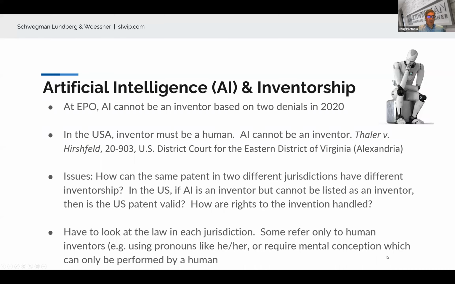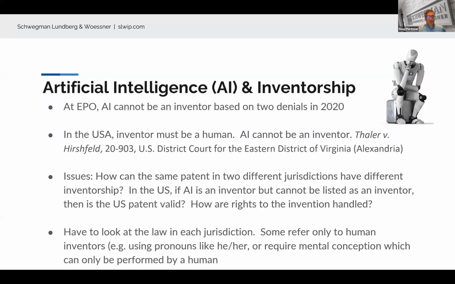So again, someone commented on this in the chat box, how can you have the same patent in different jurisdictions with different inventorship? Well, again, it depends on the rules for inventorship. In the US, as Ryan pointed out, inventorship is determined by the claims. In some other jurisdictions, inventorship is determined by the teachings or disclosure in the specification. So that might be a little bit broader inventorship.